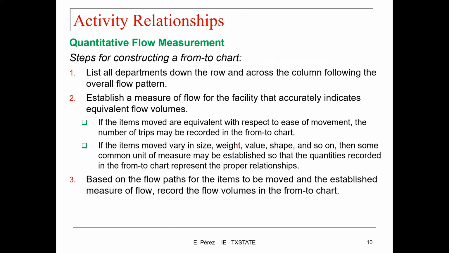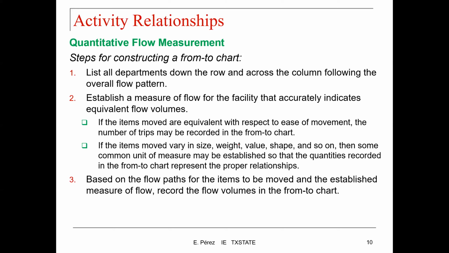So what are the steps for constructing a from-to chart? The first step is to list all departments down the row and across the column following the overall flow pattern. Then the second step is to establish a measure of flow for the facility that accurately indicates equivalent flow volumes. So that has to be a common unit.